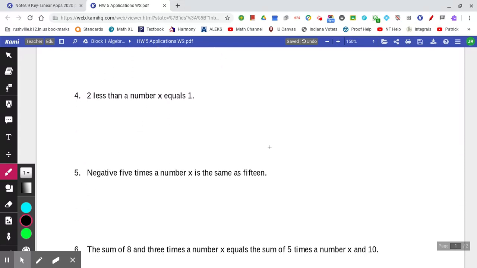Versus number 4, this is a tricky one. 2 less than a number equals 1. So I know the equals 1 part. It's this side: 2 less than a number. So 2 is how much it's less than this other value, which means this other value is actually the larger quantity.